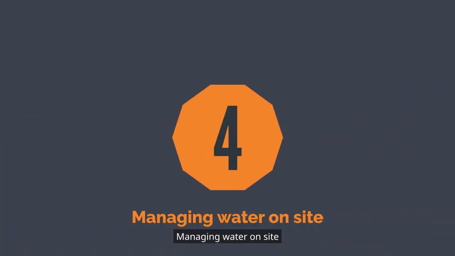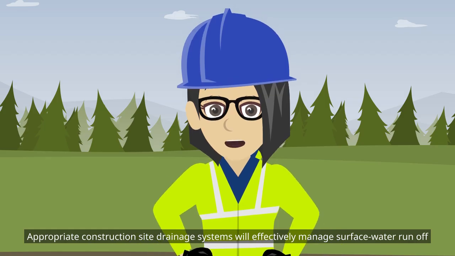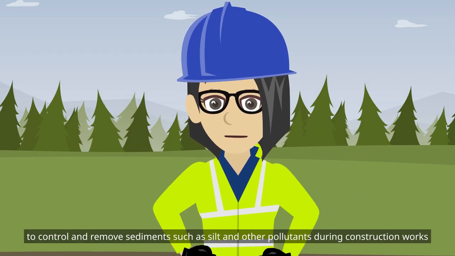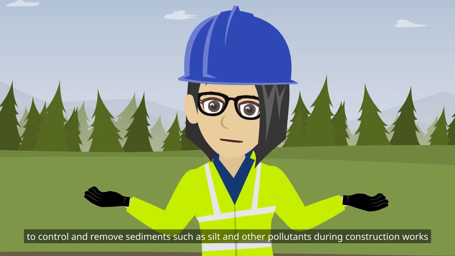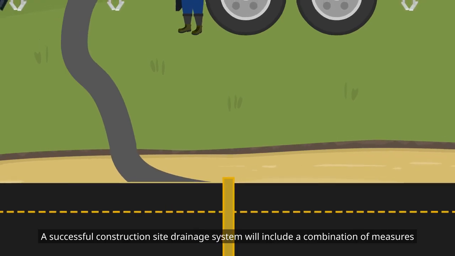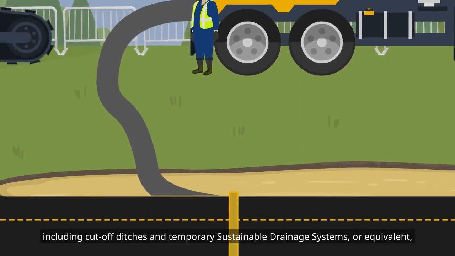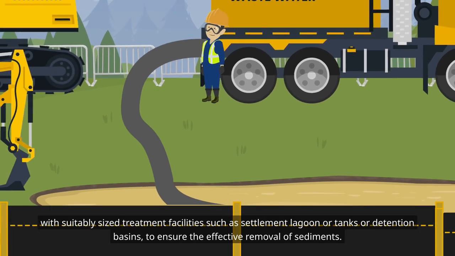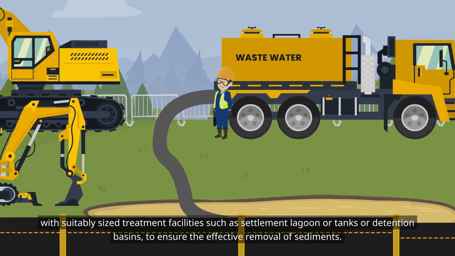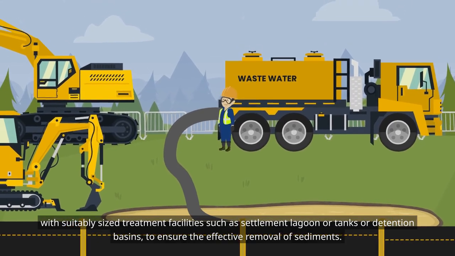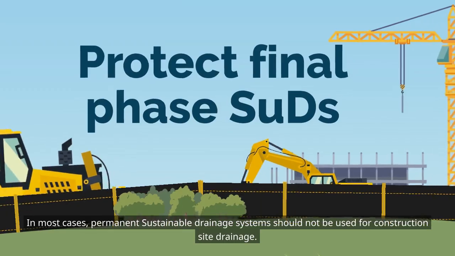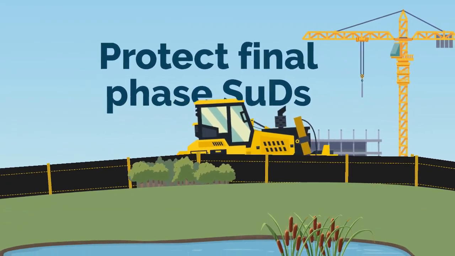Managing water on site. Appropriate construction site drainage systems will effectively manage surface water runoff to control and remove sediments such as silt and other pollutants during construction works. A successful construction site drainage system will include a combination of measures, including cut-off ditches and temporary sustainable drainage systems, or equivalent, with suitably sized treatment facilities such as settlement lagoons or tanks or detention basins, to ensure the effective removal of sediments. In most cases, permanent sustainable drainage systems should not be used for construction site drainage.